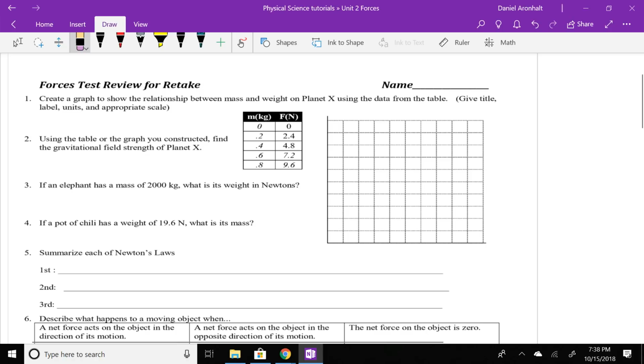Now, we are going to do all the problems together, starting with number one, all the way to the very last one. And I'm going to give you tips and guides on what to look for. Now, as you can see, the very first problem is going to be a graphing problem.